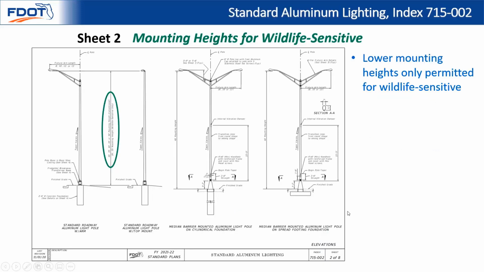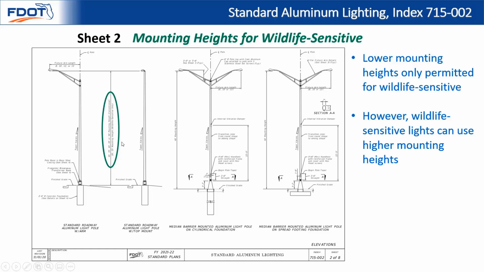And now speaking of index 715.002 for standard aluminum lighting, we'll take a look at sheet 2. We've clarified the call out for mounting heights when it comes to wildlife sensitive lighting. Previously, there was a listing of mounting height increments between 20 and 50 feet without explaining the purpose. We've now gone ahead and added the purpose of those lower increments of 20 and 25 feet. Those lower mounting heights of 20 and 25 feet are only permitted for wildlife sensitive. Other conventional lighting can't use those heights, and so we've spelled it out here, wildlife sensitive only.